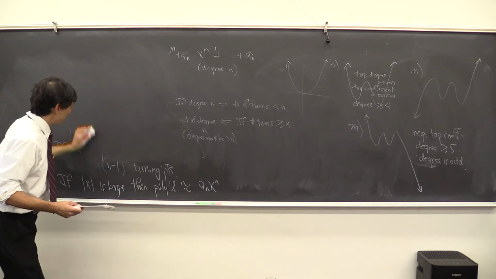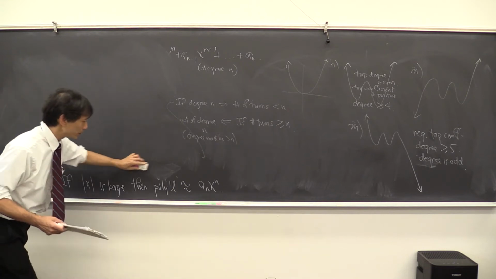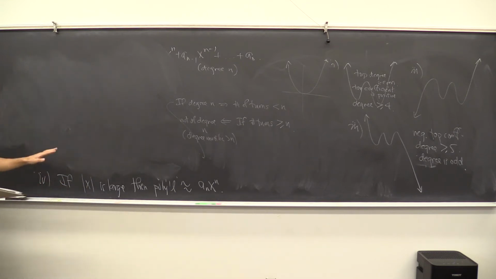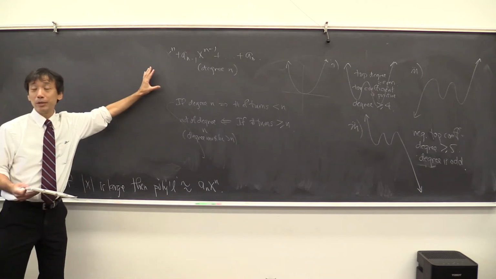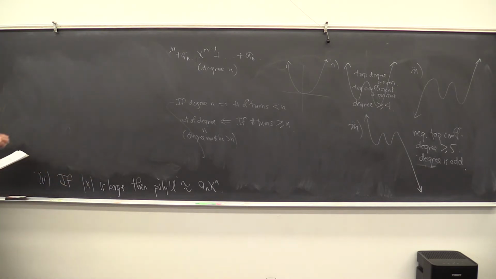But the one that we can explain is this last one. It can give you some sense of why this last one is true. If x is large, then the polynomial looks like the top term. And so I kind of roughly gave you some sense of it over here, right? But there's a formal way to explain this. So let me show you that.